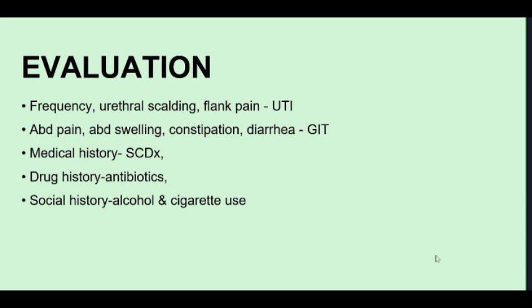Let's say they complain of abdominal pain, abdominal swelling, constipation, diarrhea. We're looking at an abdominal cause. Is there a peritonitis? Is there an anastomotic leak? Is there an abscess going on?